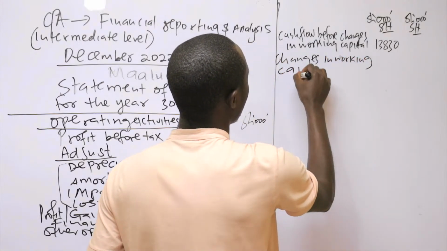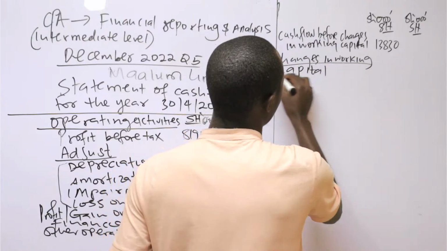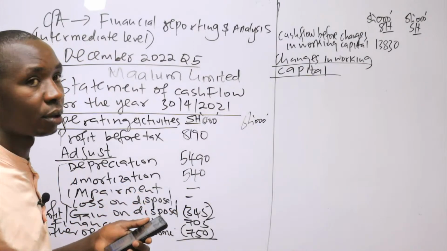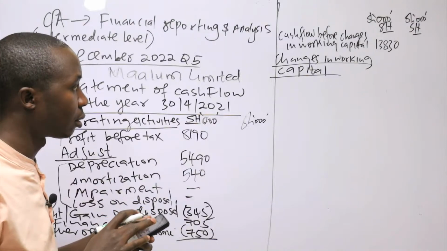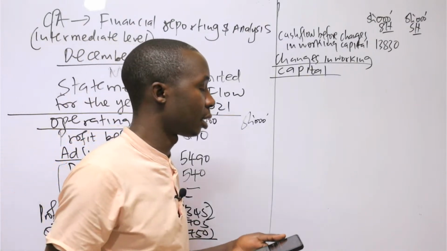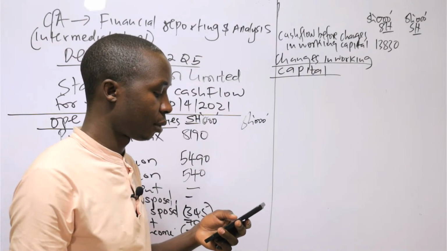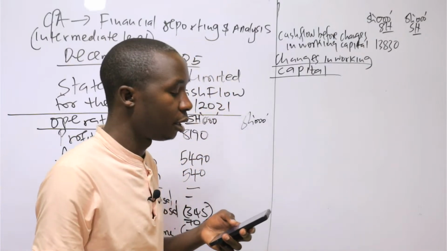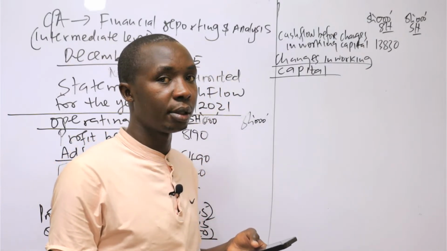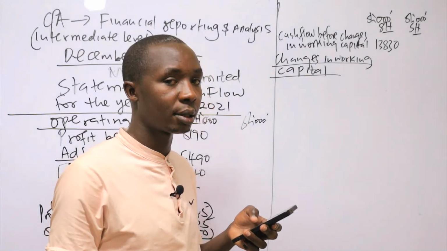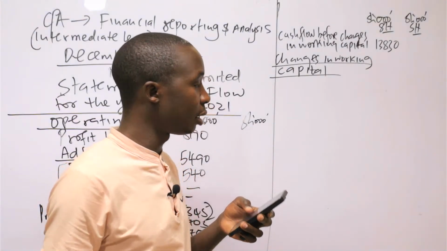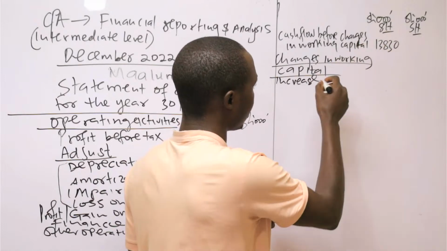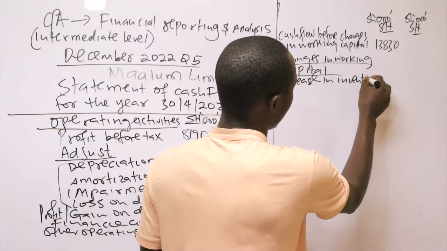For the changes in working capital, remember that we talk about current assets and current liabilities. Under the current assets, I will be looking at inventory and receivables, and under current liabilities, I will be talking about payables. So the increase or decrease. Now for the inventory, I can see there's an increase because we compare from 2021 to 2022.